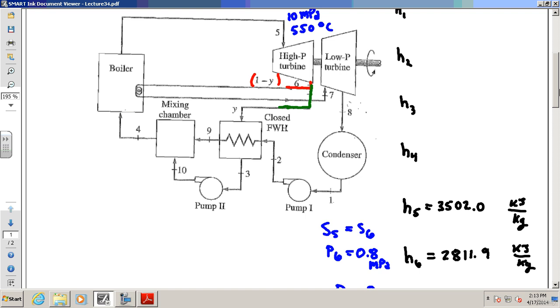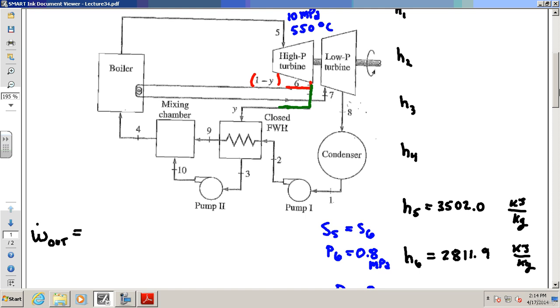First off, I want to figure out what is an equation. How can I write an expression for the combined work out of both turbines? Now, before we do that, let's just focus on the high pressure turbine. I want to write an expression for the work out of the high pressure turbine. But here's how I'm going to simplify: I want you to write this in terms of the H's and in terms of the m dot.